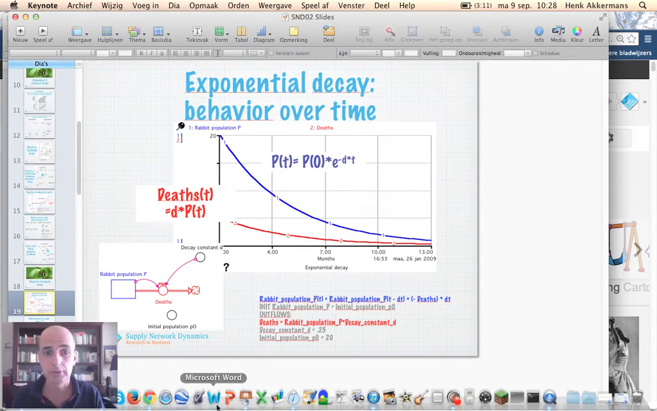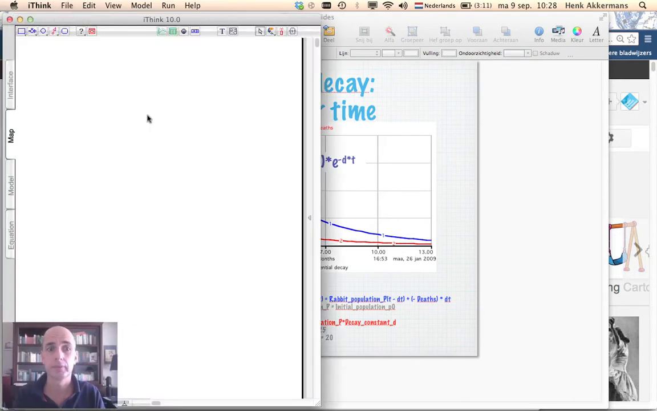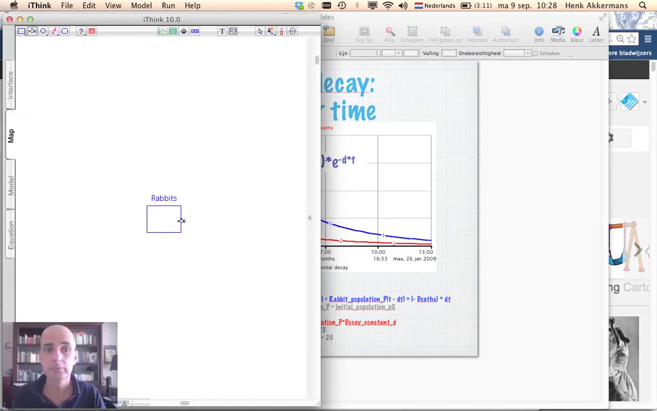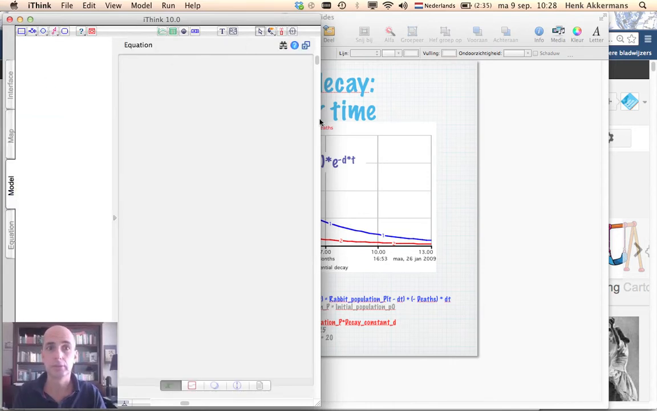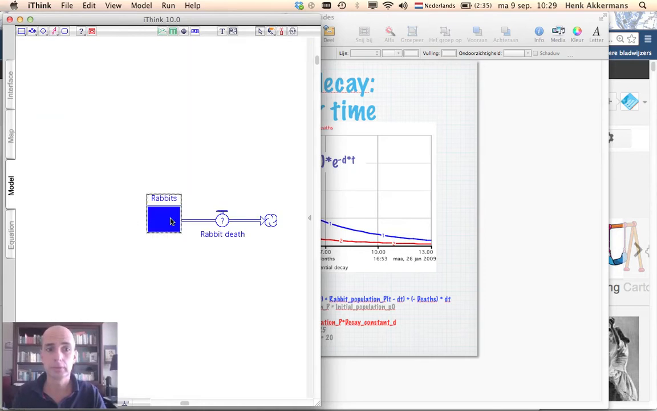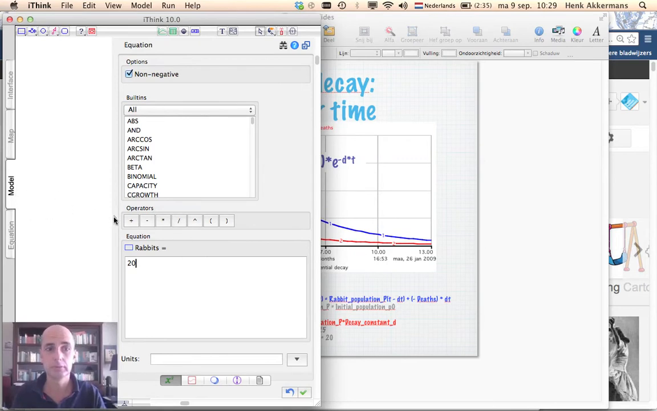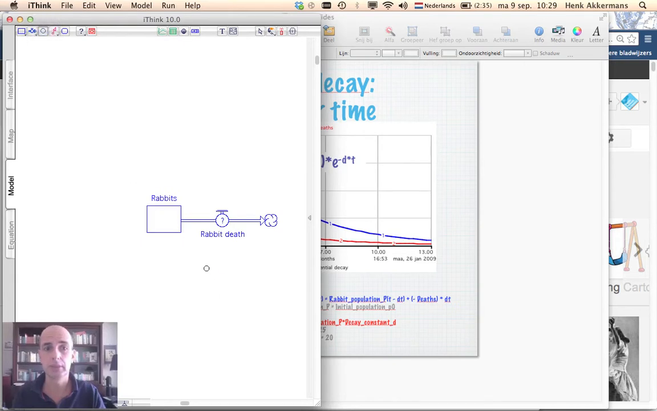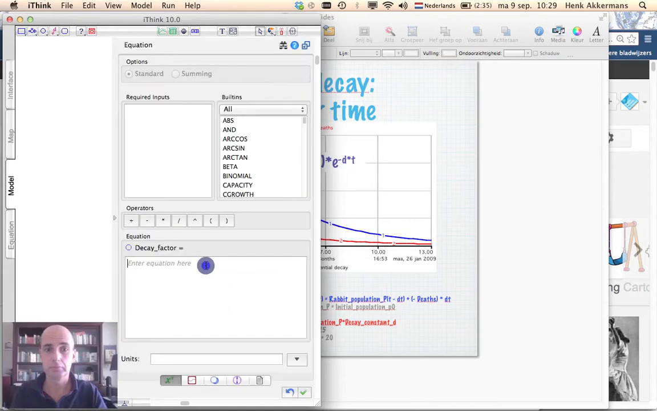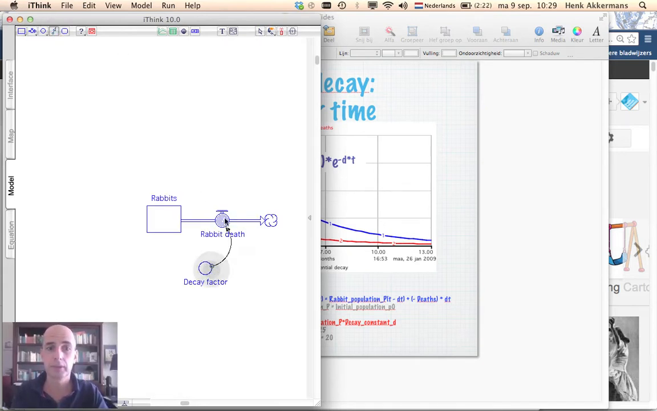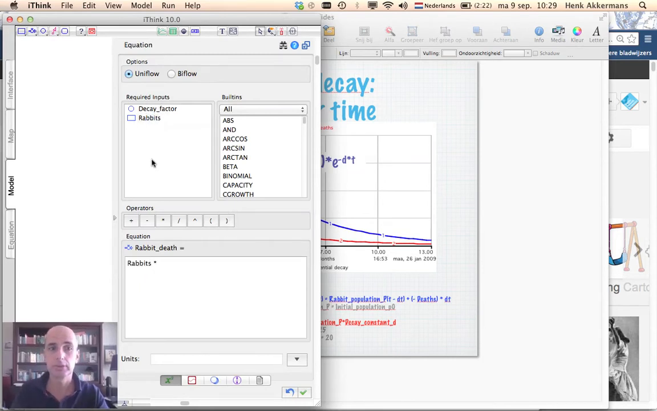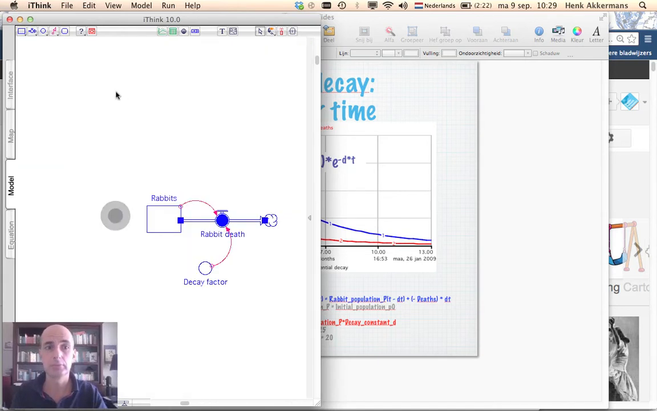I think it's quite easy to make this as well. So I have a number of rabbits, and there is a rabbit death, and it may be according to a certain constant factor. I would say that we have 20 rabbits initially, and let's say that there's a decay factor of, I don't know how many would die, 25% perhaps, that's a lot, but still. And the trick is that you would then say the rabbit deaths are the total number of rabbits times the decay factor, and that's what will die.